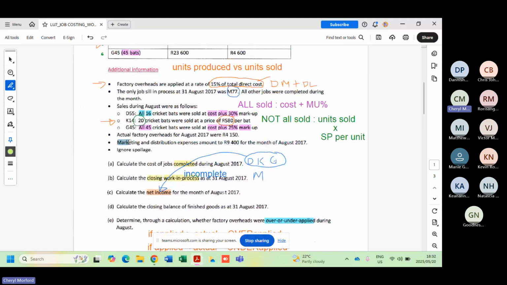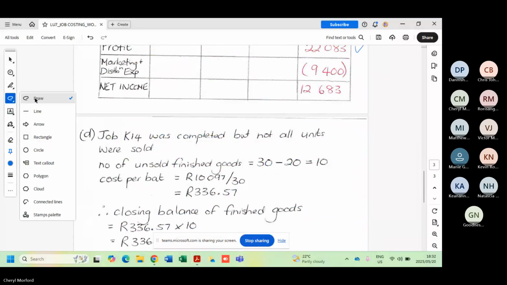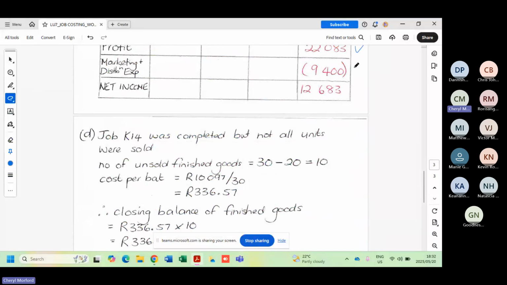See over here, it says marketing and distribution expenses for the month of August, 9,400. So that's pretty much the end of the question. We now subtract that from the profit, and that will give us the net income down here. There. So minus your marketing and distribution expenses gives me a final net income for the month of 12,683.